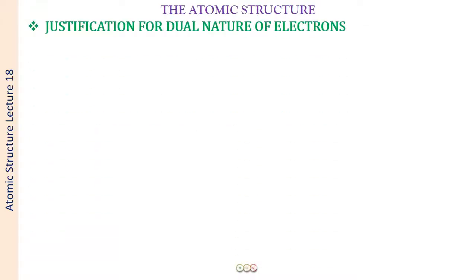So in the last lecture, we discussed that de Broglie said that all material particles in motion possess wave character. That means the electrons also have a dual nature, but this was what he proposed. And in science, we have to justify everything. We have to give a proof for everything. So what is the justification for the dual nature of electrons? Let us see. First, let us see the particle-like behavior.